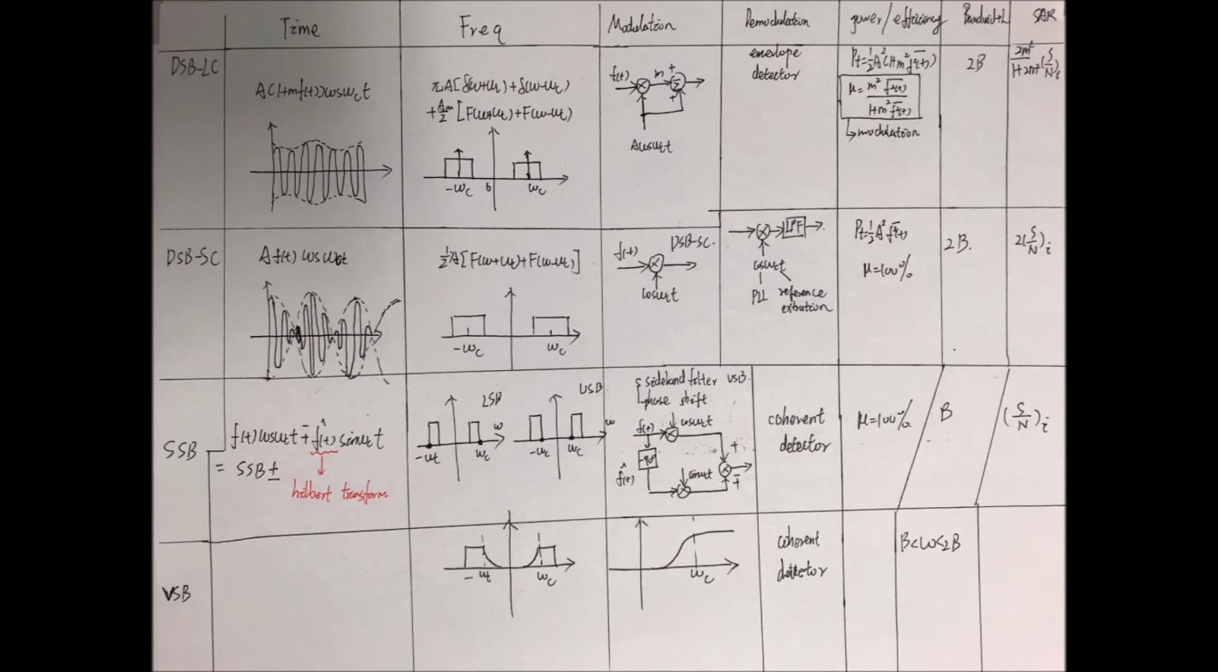Okay, this one is too low, right? So very low. What can we do? We have a second one to improve my efficiency. So we have double sideband suppressed carrier. This is my motivation for suppressed carrier. We want to improve my efficiency. So here we have the second one, double sideband suppressed carrier.